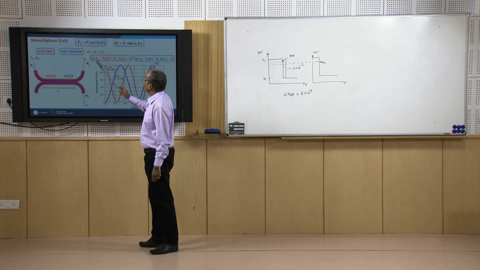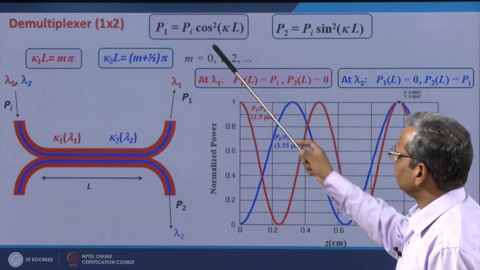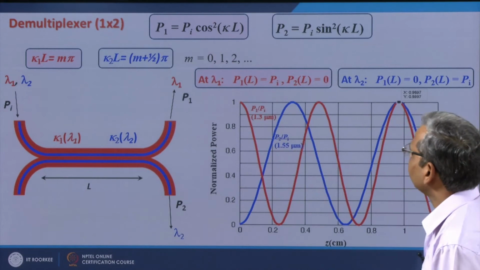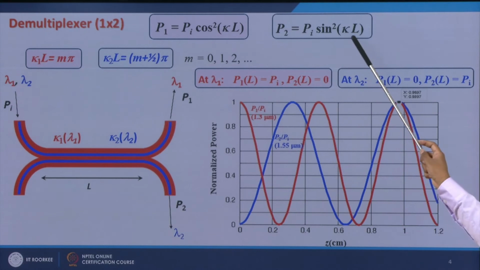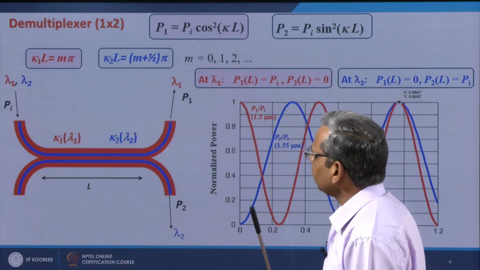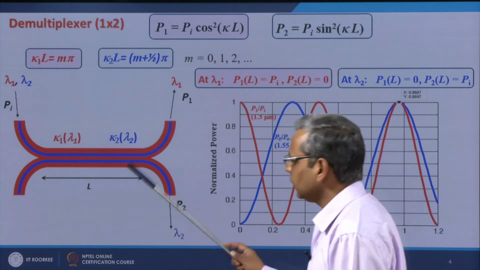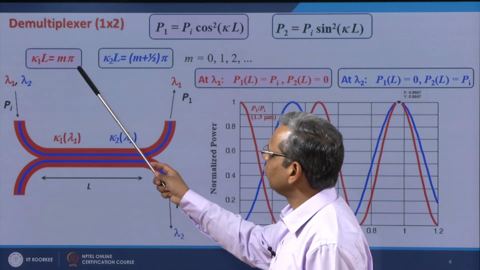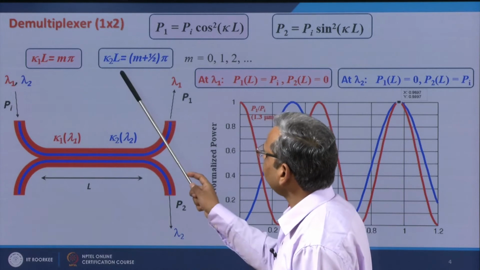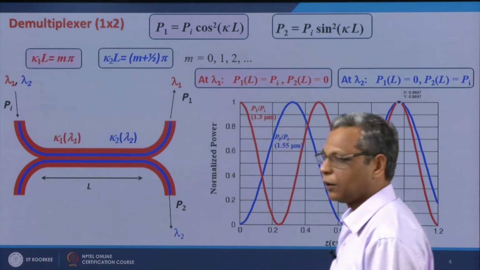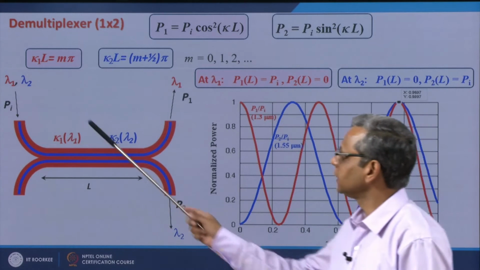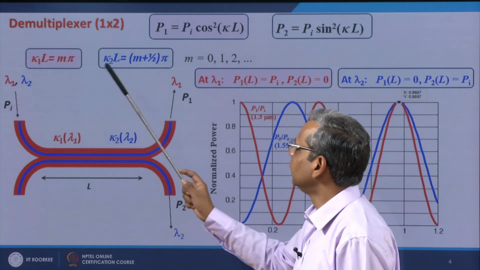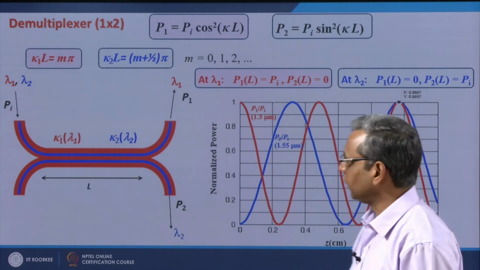P1 is equal to Pi cosine square kappa L, this is the power in core 1, and P2 is Pi sine square kappa L, power in core 2. Now, if I choose this length L such that kappa 1 times L is equal to m pi and kappa 2 times L is equal to m plus half pi. Remember that kappa 1 is the coupling coefficient at lambda 1, kappa 2 is the coupling coefficient at lambda 2.